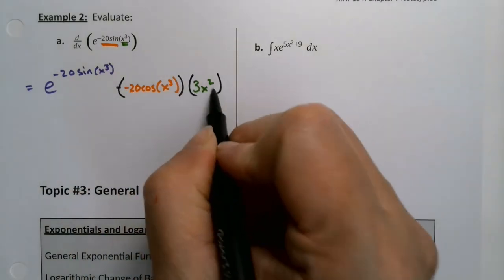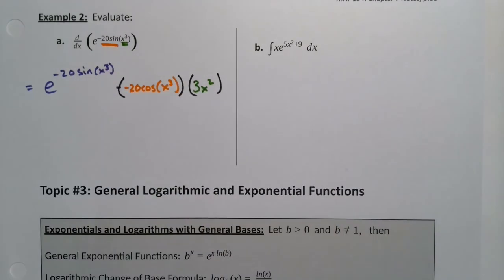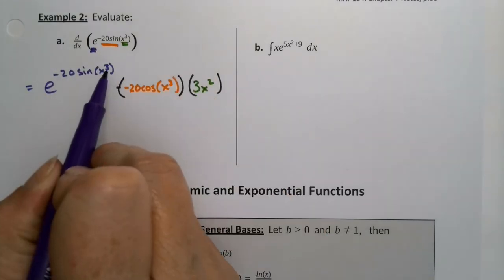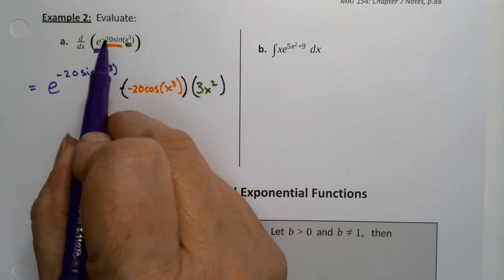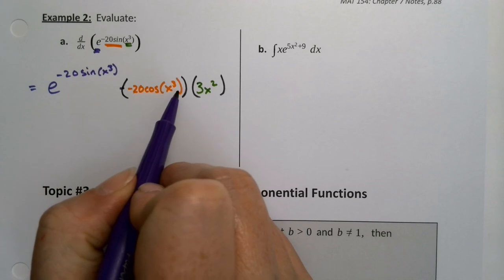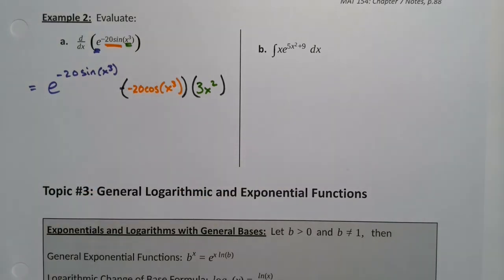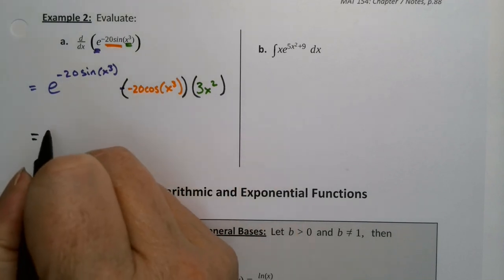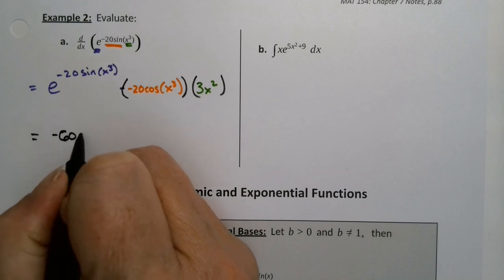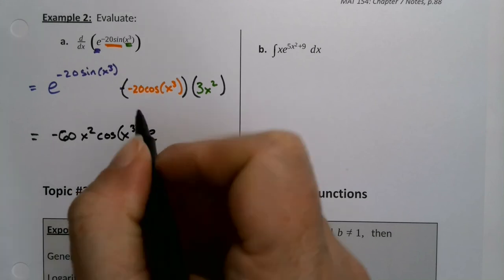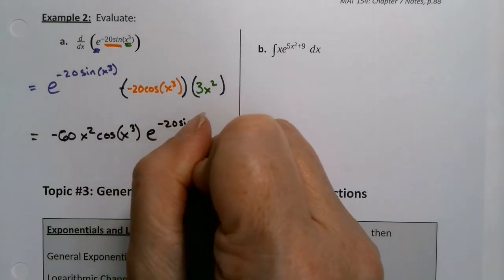All right, so derivative of the outside, that's the e to the something. So derivative of e to the something is just e to the something. Then the derivative of the next part, which is the negative 20 sine. The derivative of sine is cosine. So that's negative 20 cosine of x cubed. Then finally, the derivative of x cubed, which is 3x squared. Now, if I was going to simplify that, which they didn't ask me for, but if they wanted me to, it'd be negative 60 x squared cosine of x cubed times e to the negative 20 sine of x cubed.